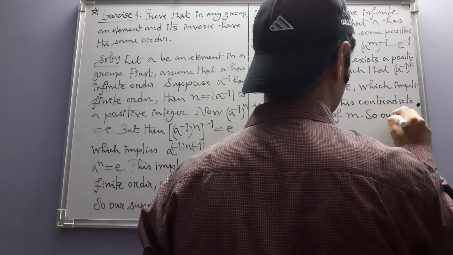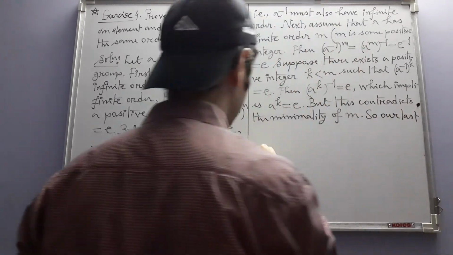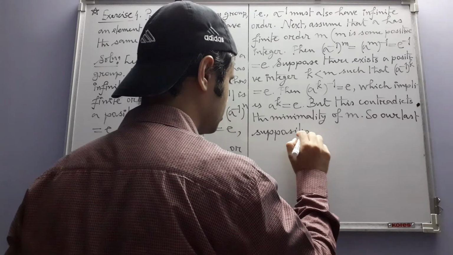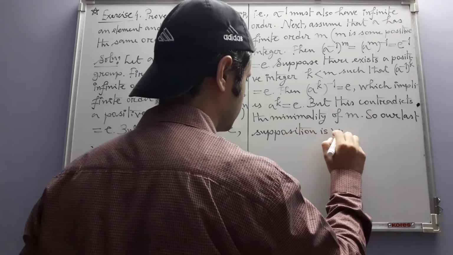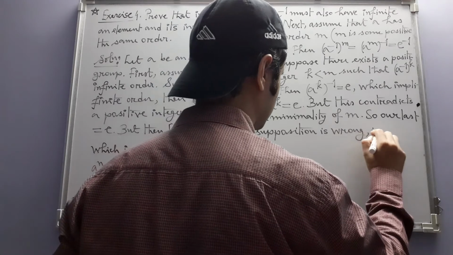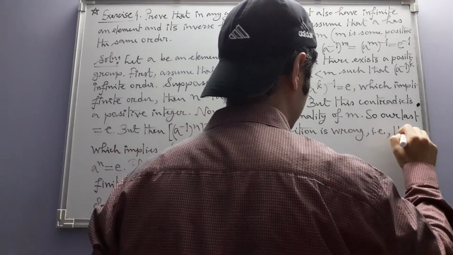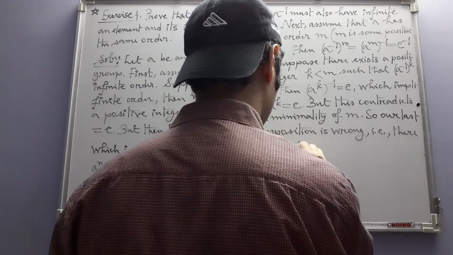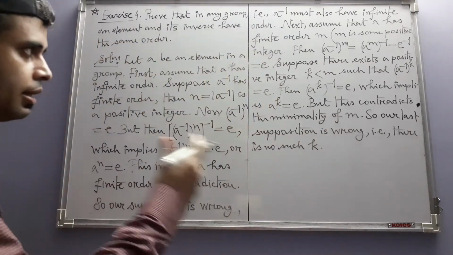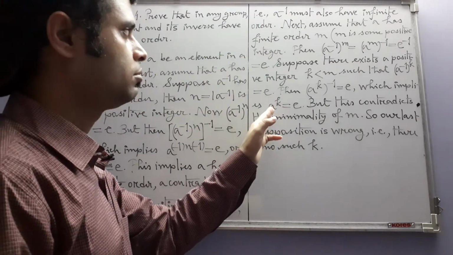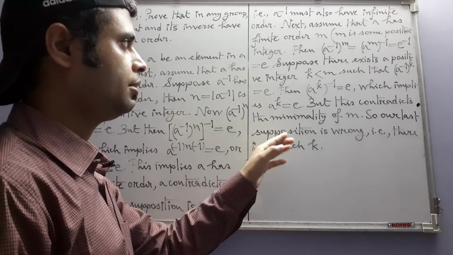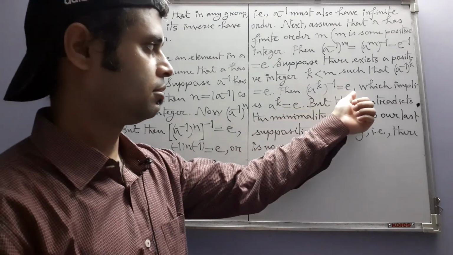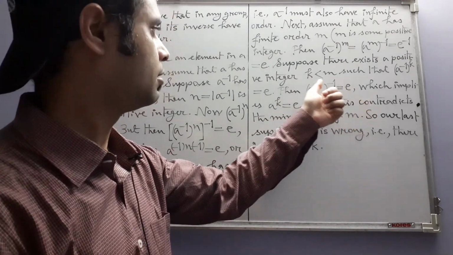So our last supposition is wrong. That is, there is no such k. And that means no integral power of a inverse smaller than m will give us identity. I mean this one.